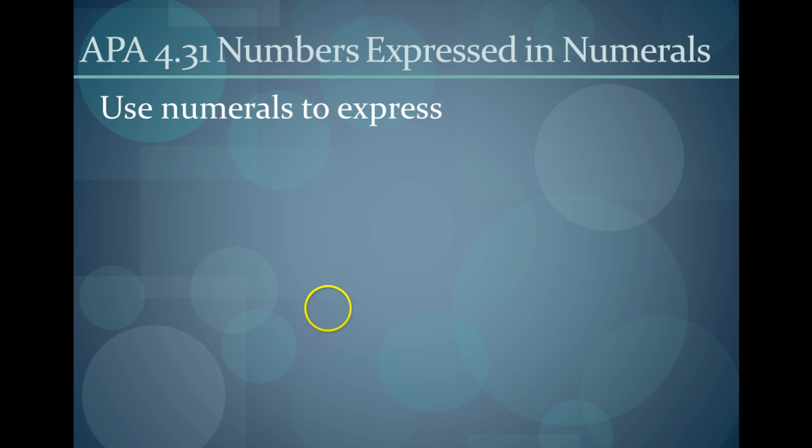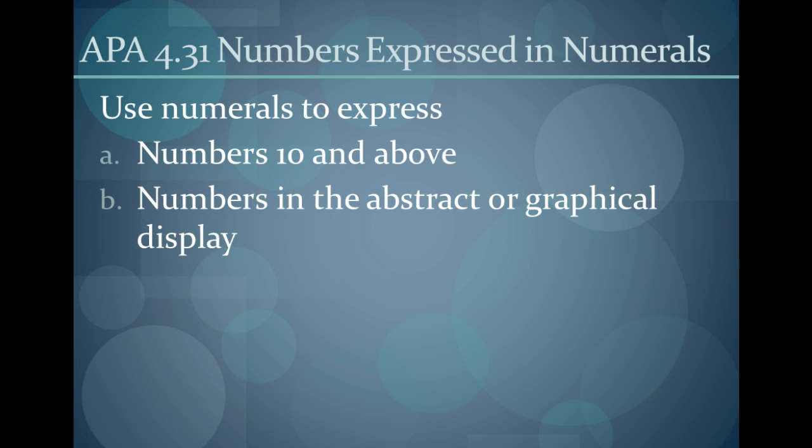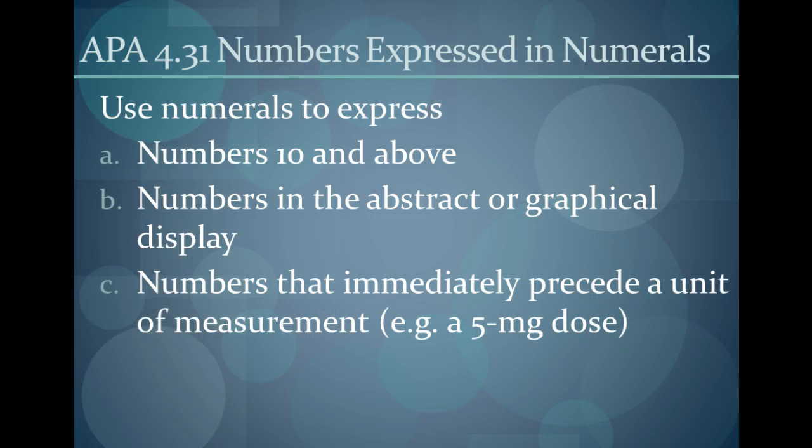You use numerals, which are digits, to express numbers 10 and above. Also, numbers that are included in the abstract of a document and any numbers that are included in graphical displays, including tables and figures, would be expressed as digits. Also, numbers that immediately precede any kind of unit of measurement. So here I say a 5 milligram dose, we could say 6 centimeters. So even though the numeral 5 would typically be written as a word and not as a digit, you would write it as a digit here.